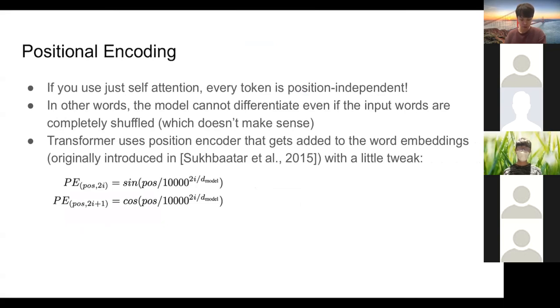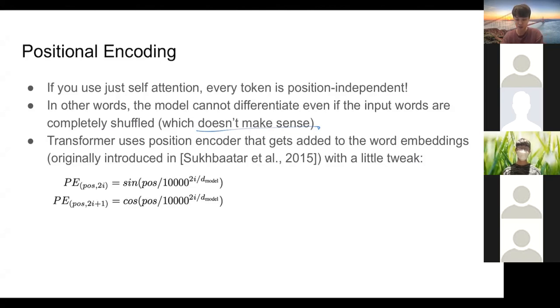And one important thing about positional encoding. If you just use self-attention, every token is position independent, which is not a good thing for language because a token is defined by where it is with respect to other tokens. This means that the model cannot differentiate between tokens that are in different positions. In other words, even if the input words are completely randomly shuffled, the model will behave exactly the same if we just use self-attention, which doesn't make sense, right? Because the meaning can entirely change.